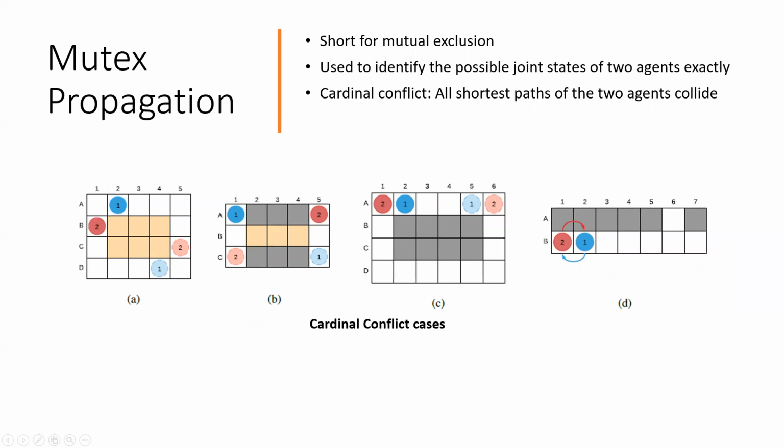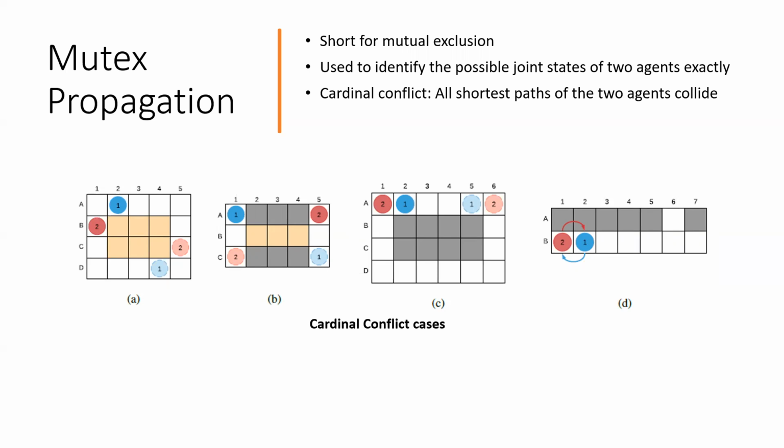So mutex propagation is a more advanced algorithm which aims to resolve the mutual, which is short for mutual exclusion. It is used to identify the possible joint states of 2 agents exactly and resolve the cardinal conflicts. Two agents are said to be in a cardinal conflict when all the shortest paths of the 2 agents collide.